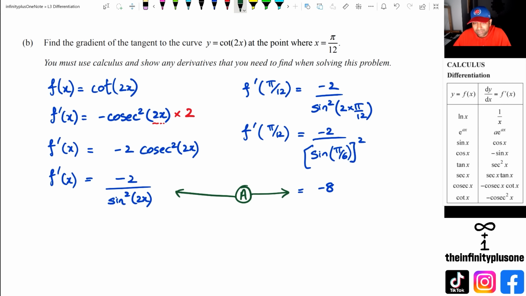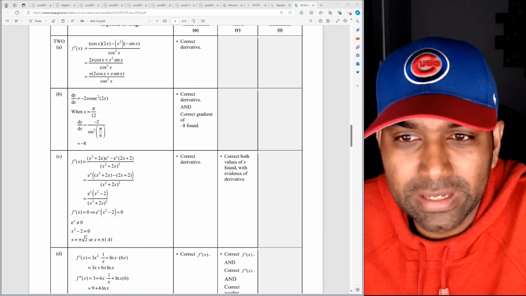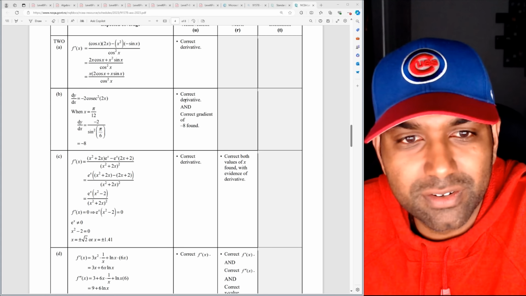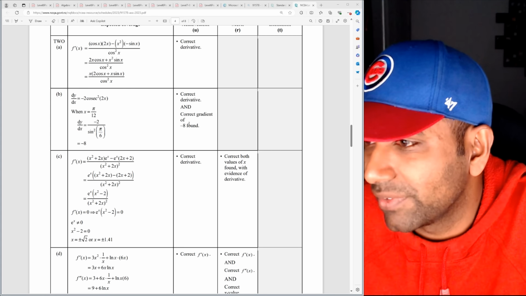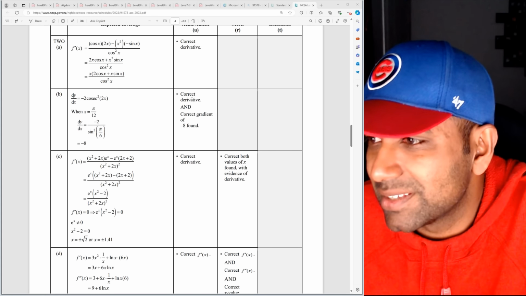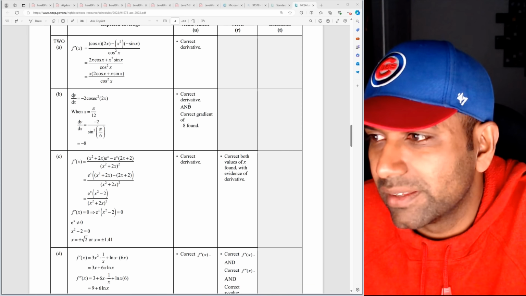Now I don't get this. I don't understand why they don't just give you achieved for finding the gradient itself, because you won't actually get negative 8 without getting the gradient part right, which is just weird. I'm looking at this here, see how they say correct derivative and correct gradient found. But I don't know why you need both.